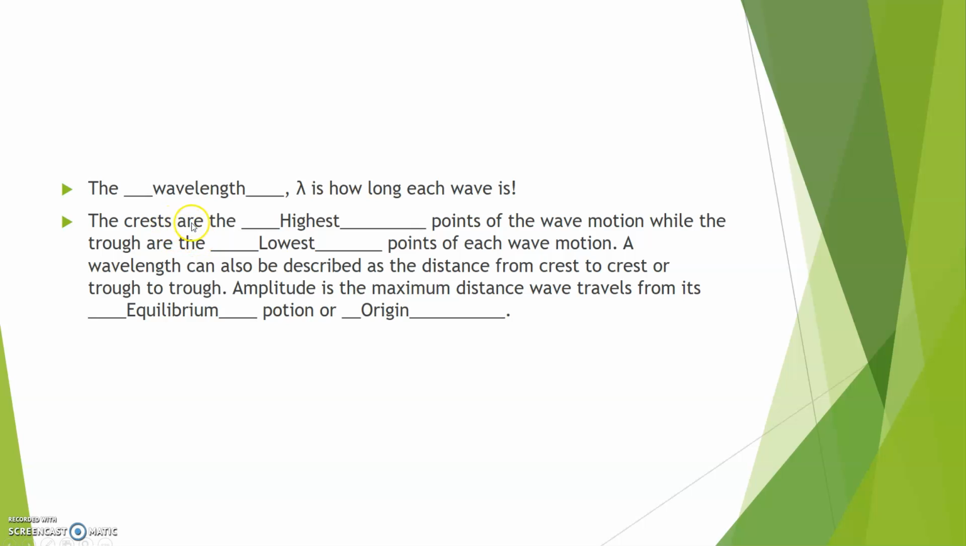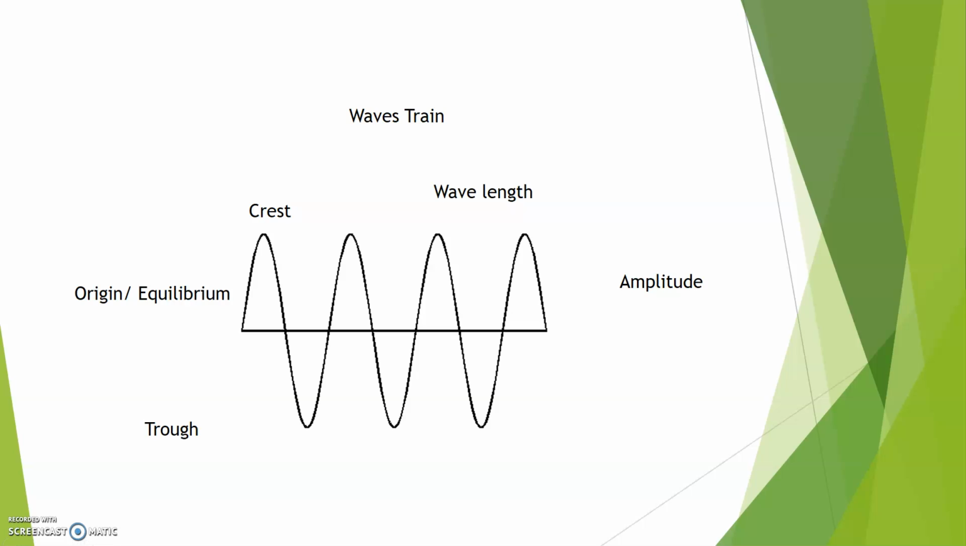The crests are the highest points in the wave. The troughs are the lowest points in a wave. A wavelength can also be described as the distance from crest to crest or trough to trough. Amplitude, though, is the maximum distance a wave travels from its equilibrium position or the origin. So let's go through these and discuss them. First we have crests. These are the top of your waves, and your troughs are the bottom of your waves. Your equilibrium and your origin is that middle point.